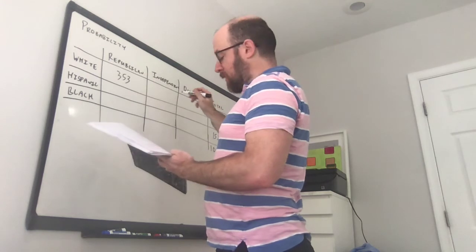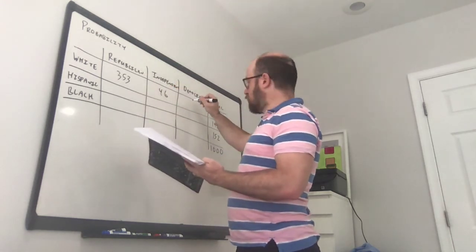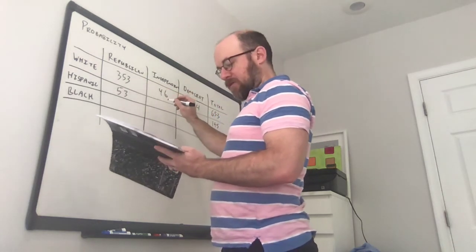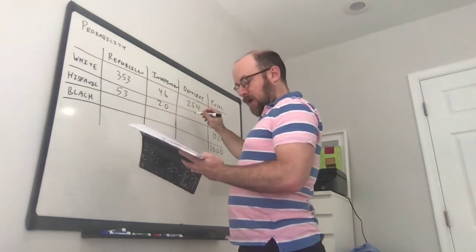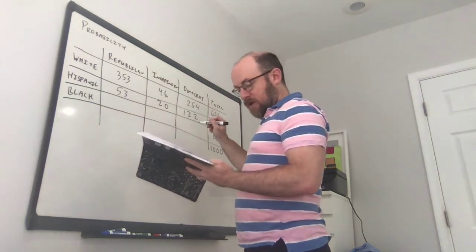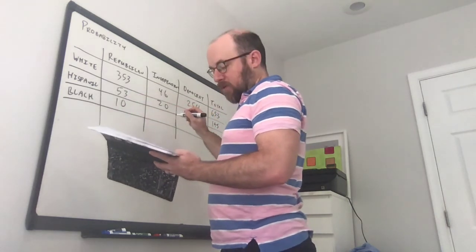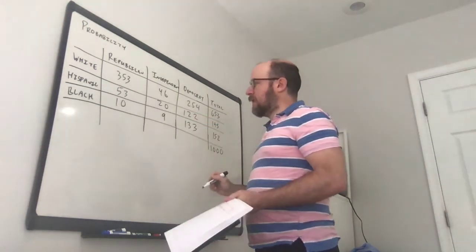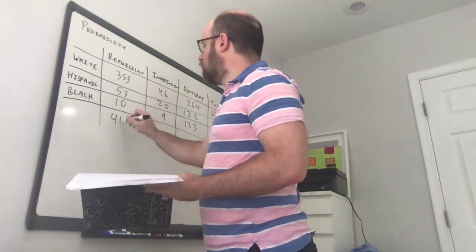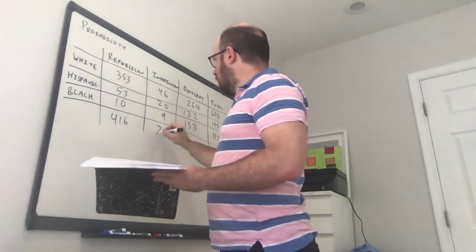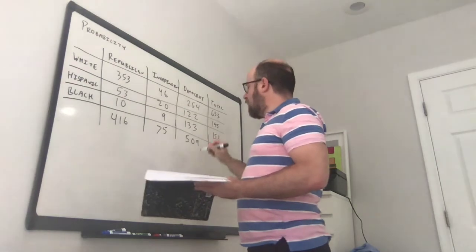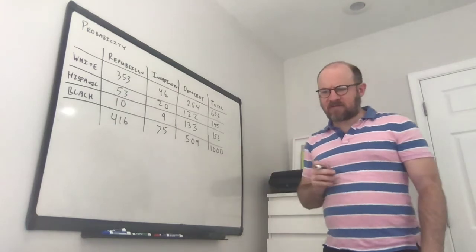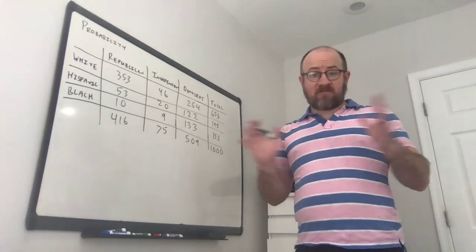And then if you look at their political affiliations, 353 of the whites would be Republican, 46 would be independent, 254 would be Democrats. 53 of the Hispanics would be Republicans, 20 independent, and 122 Democrats. 10 black Republicans, 9 black independents, and 133 black Democrats. Total of 416 Republicans, 75 independents, and 509 Democrats. Okay, so this is again 2016 data. So this is a table of values.